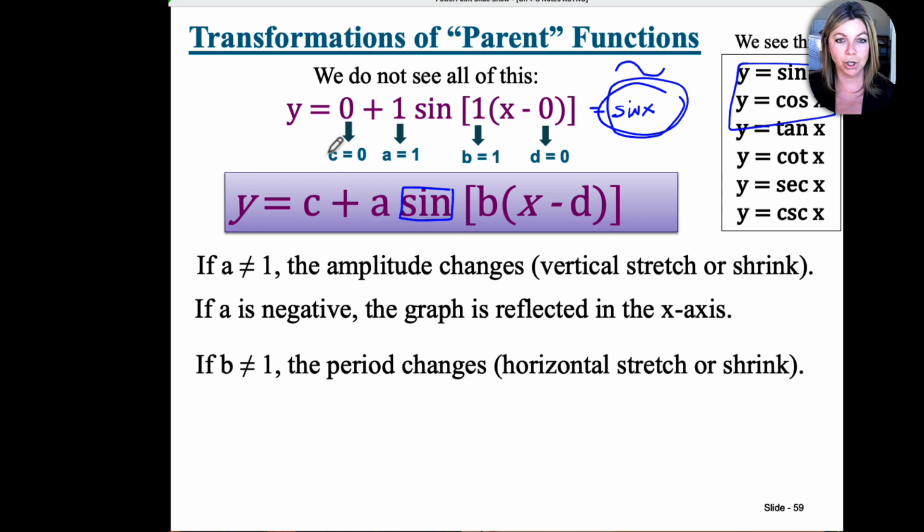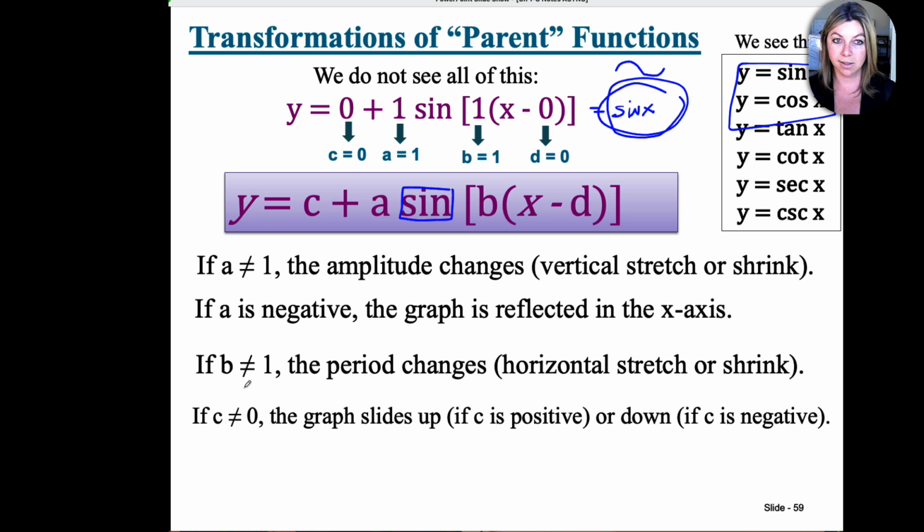If b, which is currently up here, b is this constant, it's currently a 1. If it does not equal 1, however, the period is going to change. That means that the parent function is going to have a horizontal stretch or shrink. So it's not being amped up or amped down. A does that. B, on the other hand, affects the period of the parent function. It can make it take longer to complete one cycle or shorter, depending on B. So remember that B affects the period, okay? A affects the amplitude, B affects the period.